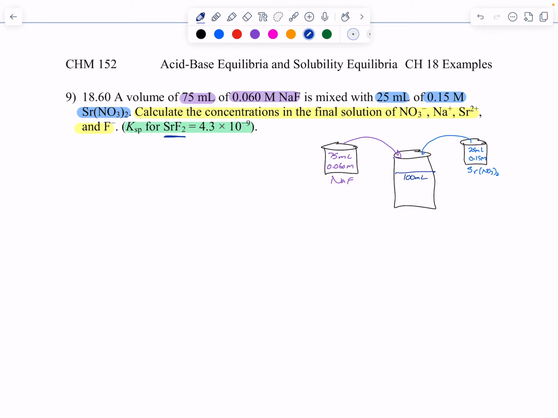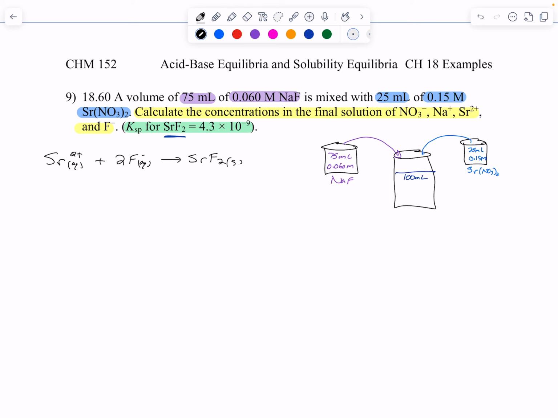Strontium fluoride. Oh dear, what's going on? There's a lot going on here. Okay, and so first, let's look at the reaction. The reaction is what? Sr2+ plus 2 fluorides make SrF2 solid. All right, so here's what I'm going to do. I'm going to assume that everything reacts, and then we're going to find out how much doesn't react, if that makes sense.